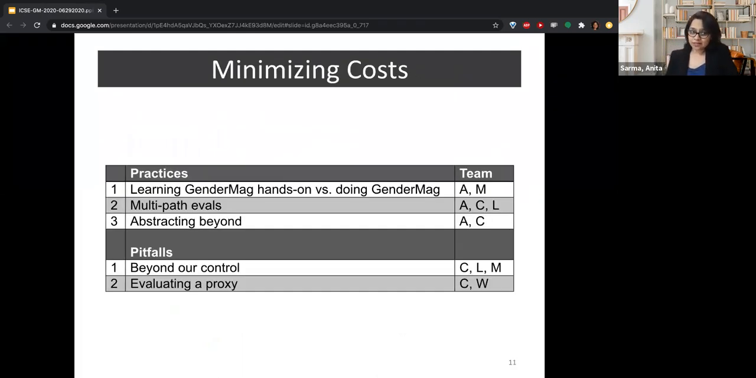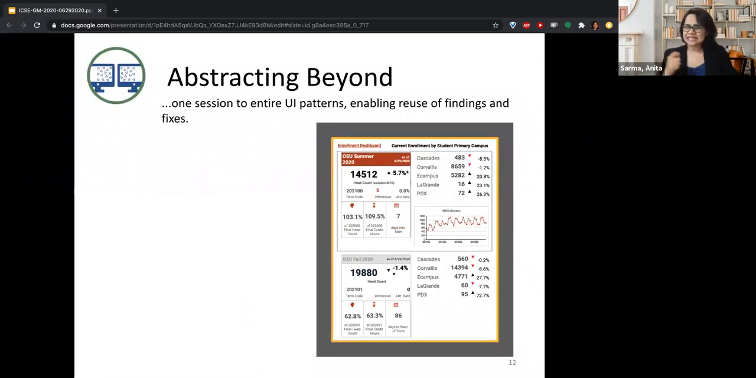Minimizing cost. This included 3 practices and 2 pitfalls. I'm going to talk about abstracting beyond. GenderMag, just like testing, is very concrete. You have concrete inputs and concrete outputs. In this practice, teams were able to take this concrete output from one session and apply it to entire UI patterns, enabling the reuse of the findings and the fixes.